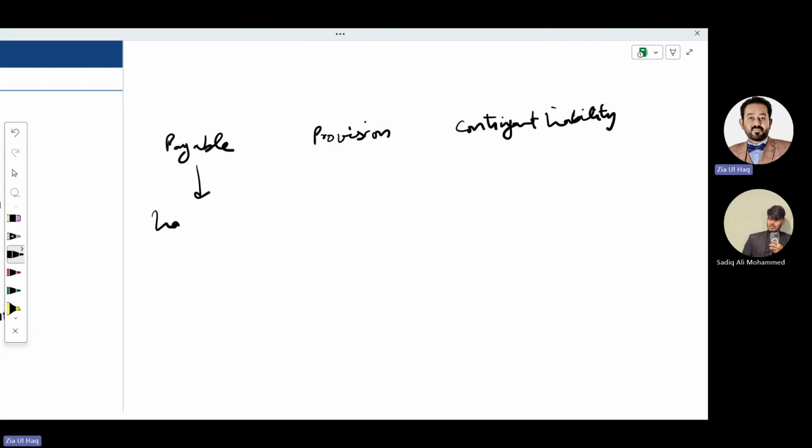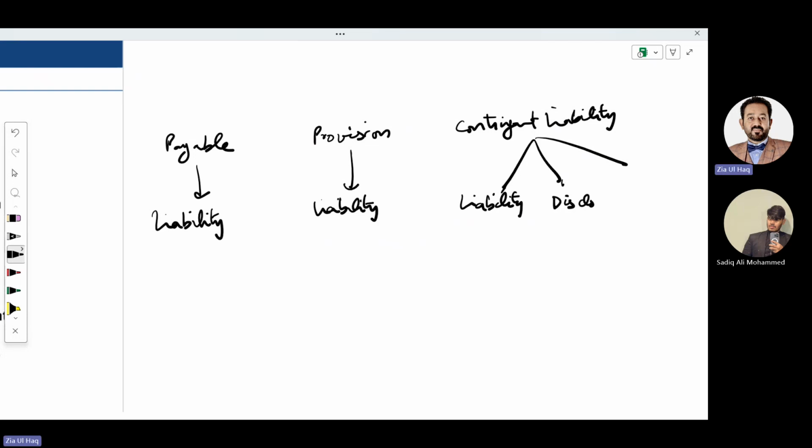Payable must be recorded as a liability. Provision should always be recorded as a liability. For contingent liabilities, there are three accounting treatments: either it will be recorded as a liability, or it will be disclosed, or it will be ignored, meaning do nothing.